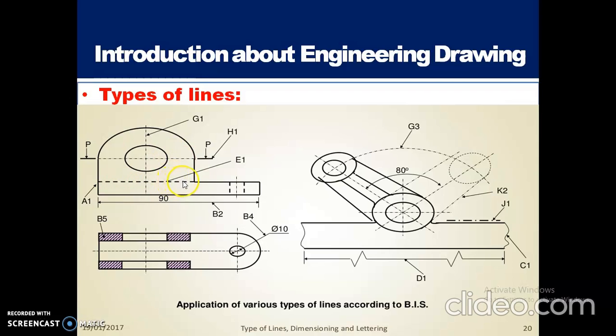So imaginary lines are used to represent the unseen part of the object. If you want to represent the unseen part of the object, then we have to use an imaginary line. See here, this is the top view and this one is the front view. In the top view, we have a circular hole. In the front view, we cannot see that hole, so it is represented by an imaginary line, a dashed line.